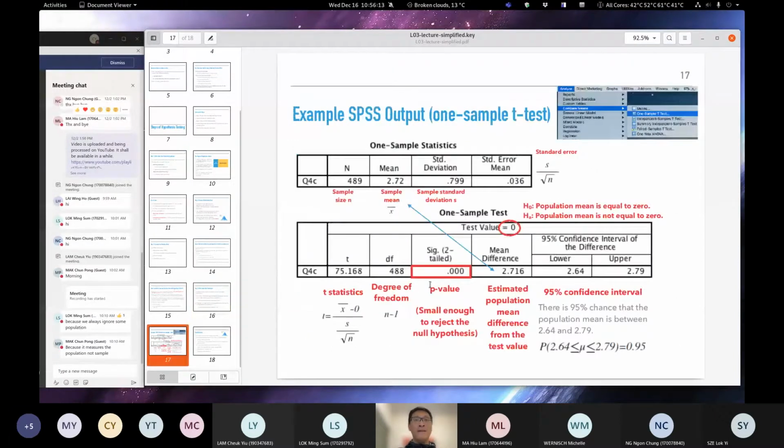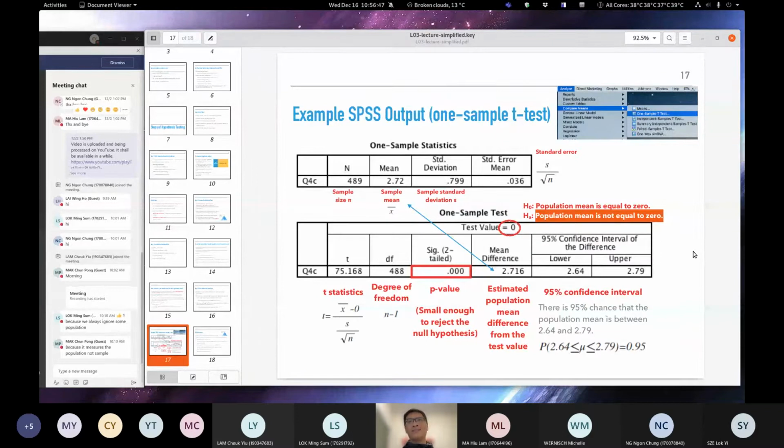So our conclusion here, because the P is smaller than 0.05, is that we reject the null hypothesis. It means that this one is not true, but this one is true. So our answer to the hypothesis test here is that the population mean is not equal to 0. Okay, so in this case, we have completed the whole process of hypothesis testing.